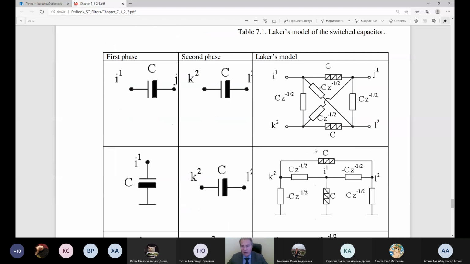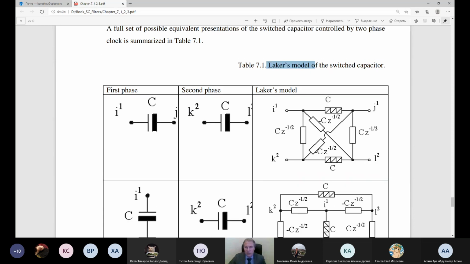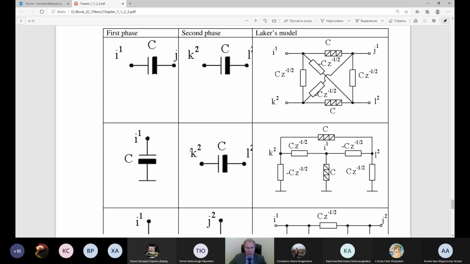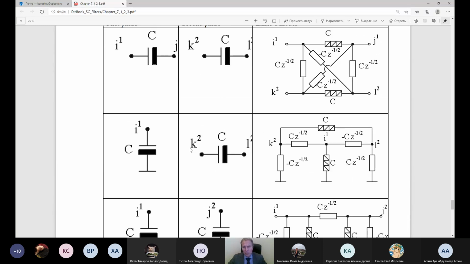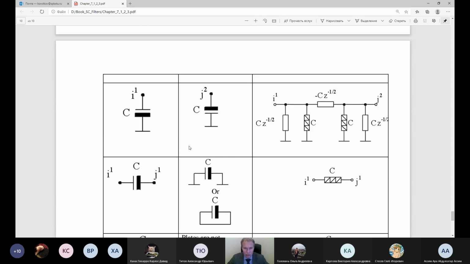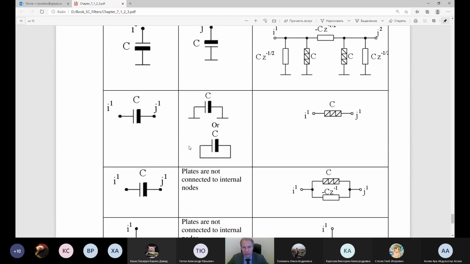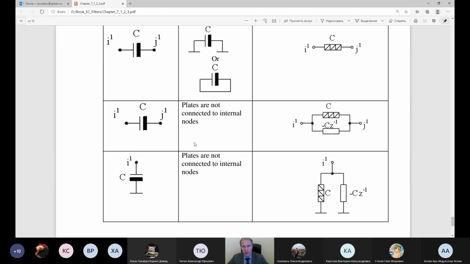So, and just now it is possible to consider a kind of generalization of this approach, and on this table you see a number of Laker models of the switched capacitor for any possible practical situation. And it is important to concentrate your attention here, on the last positions. I mean this one.